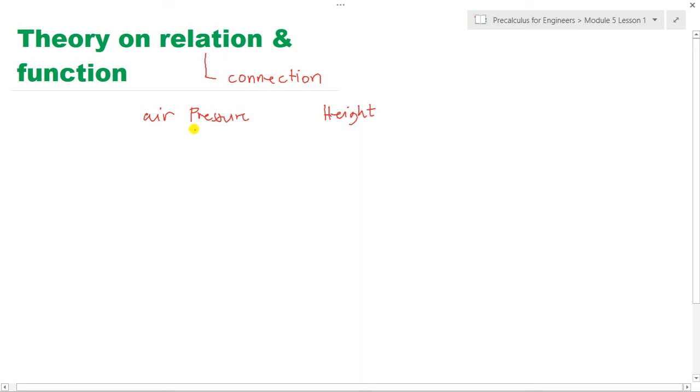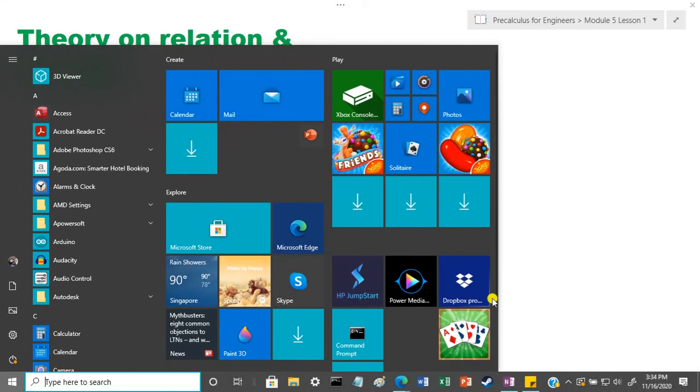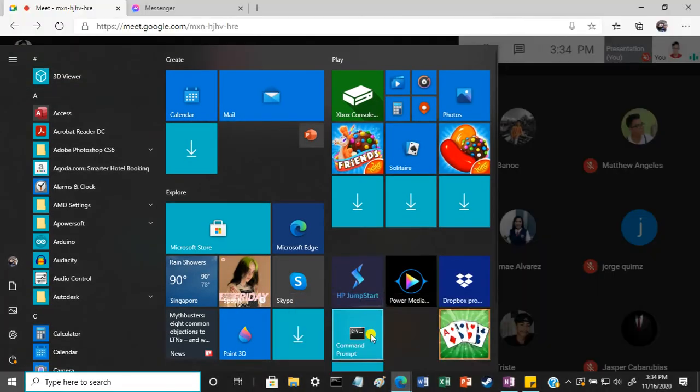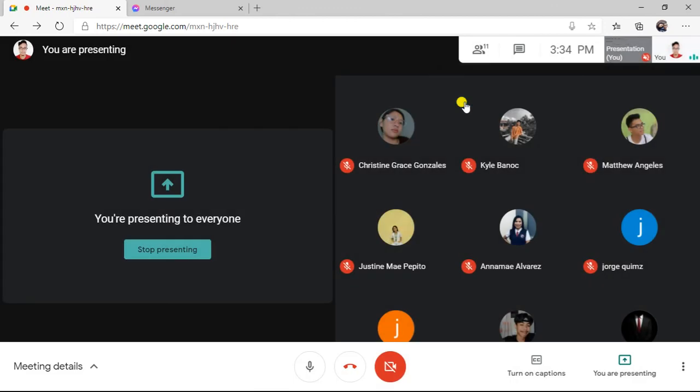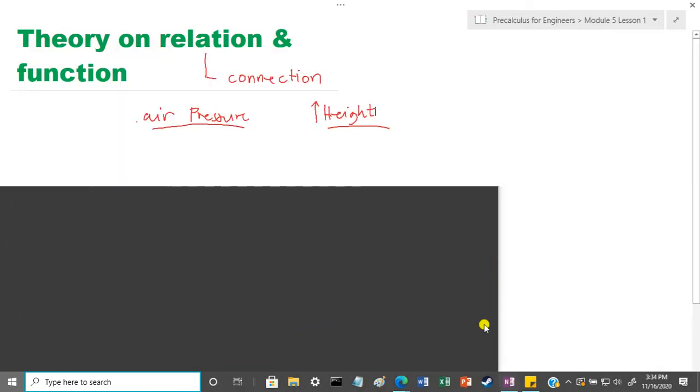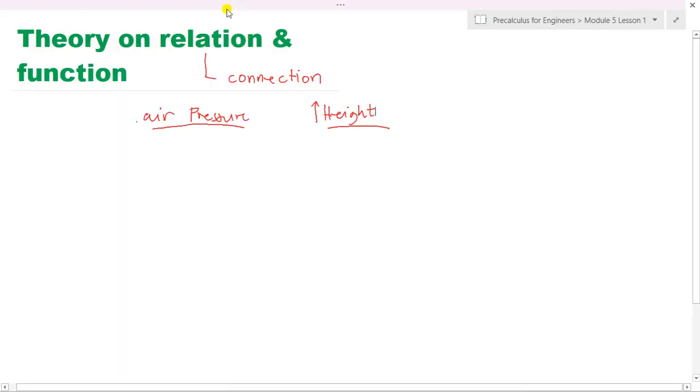So for air pressure, we have 2 variables here, the air pressure and the height. If our height or altitude increases, let's say you are climbing to the top of a mountain, let's say Mount Everest, at the top of Mount Everest, of course, our pressure decreases. So therefore, by these two variables, pressure and height, we have a relationship that exists, meaning they have a connection.